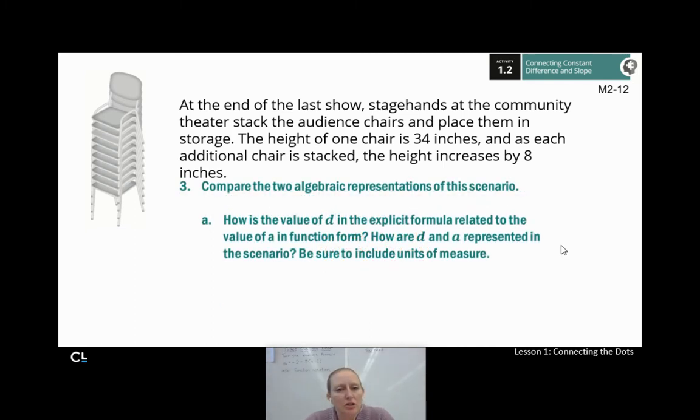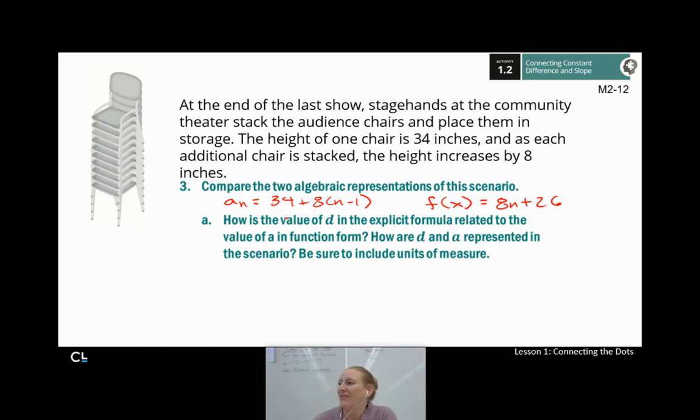Can you compare the two algebraic representations of this scenario, right? Because we now have two representations of this. Let me bring up my pen here. We now have our explicit formula, right? But now we also have this formula, our function form. So f of x equals 8x plus 26. We're going to compare these a little bit. So to start off, for a, let's look at our explicit formula.